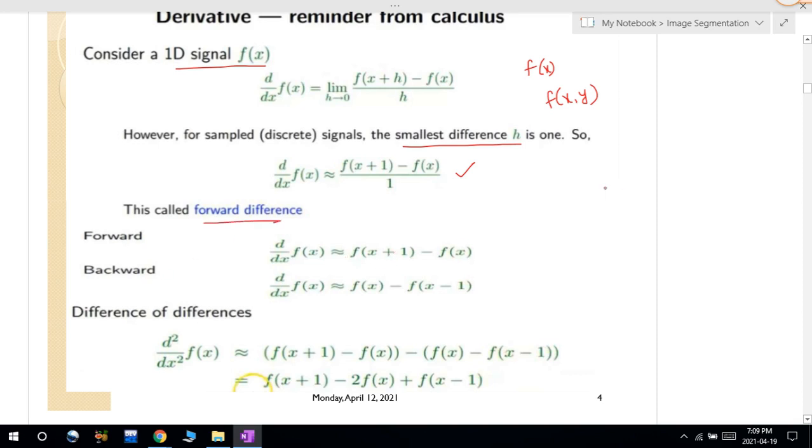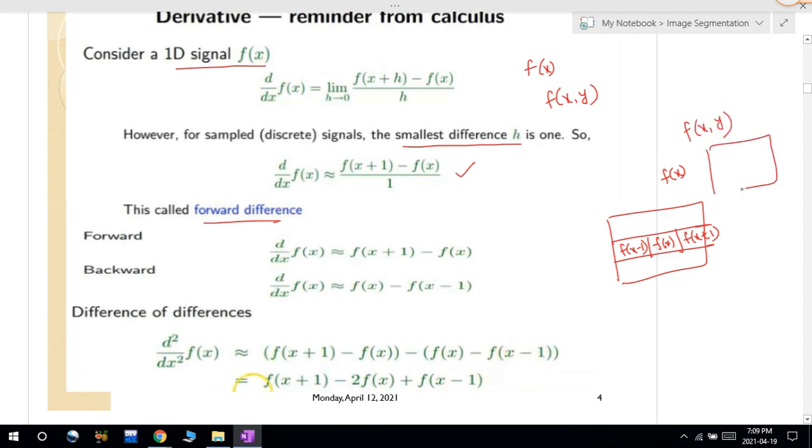Like if it is forward difference, we have 3 points. Whenever I am considering only a 1D signal, then it is your f of x, and this is your f of x plus 1 in the next pixel, and this is your f of x minus 1. If I am considering a 2D signal, that is your image, then you have to consider both the x direction and the y direction. So this is your f of x comma y, then this is your f of x plus 1 comma y, and this is your f of x minus 1 comma y. And in the y direction, this is your f of x comma y plus 1, and this is your f of x comma y minus 1.